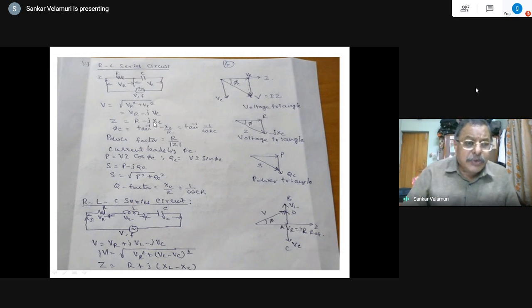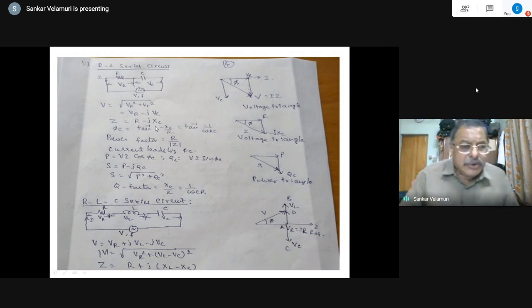where inductive reactance is positive and capacitive reactance is negative. These points are very fundamental, and one has to remember these things. In the parallel circuits, we will see the other properties of this.